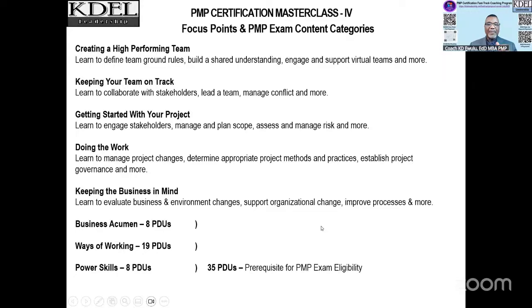Of course, the business acumen will have 8 PDUs. The ways of working will have 19 PDUs. The power skills will have 8 PDUs. Together, all that come to 35 PDUs, which is the prerequisite of the PMP exam eligibility.